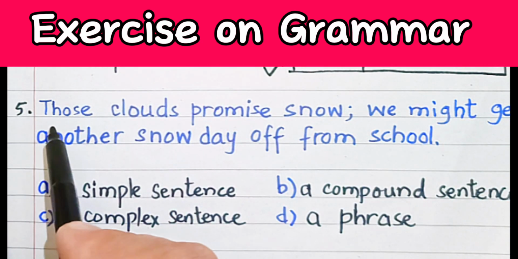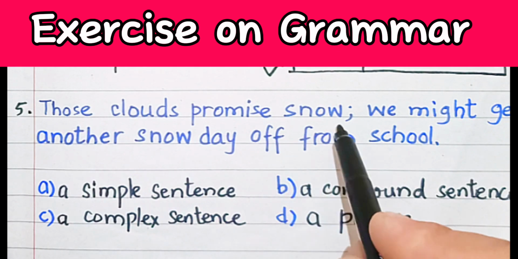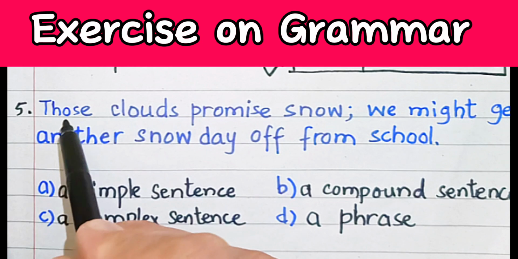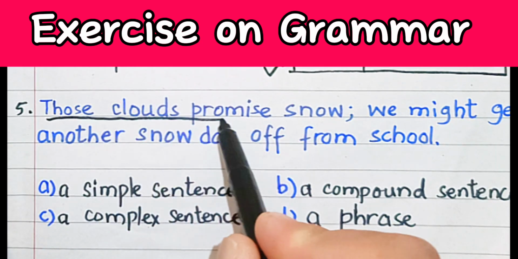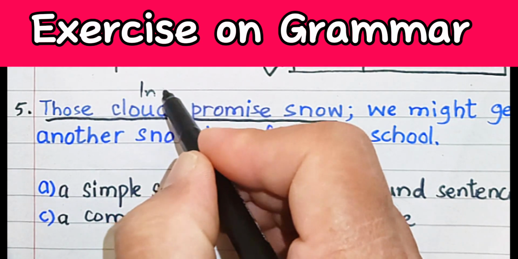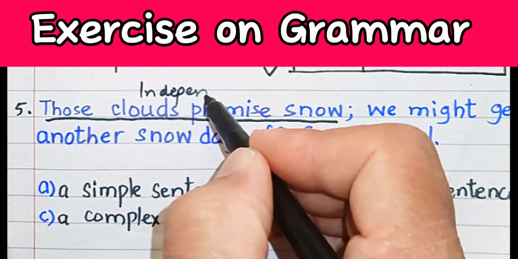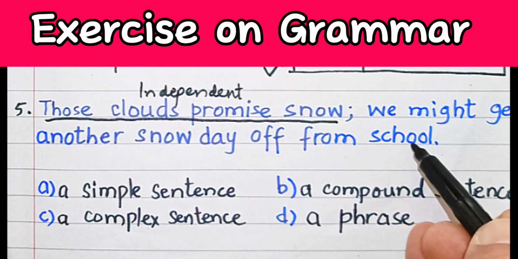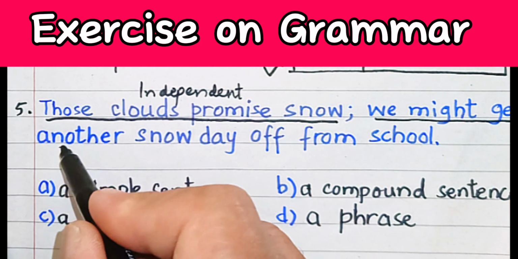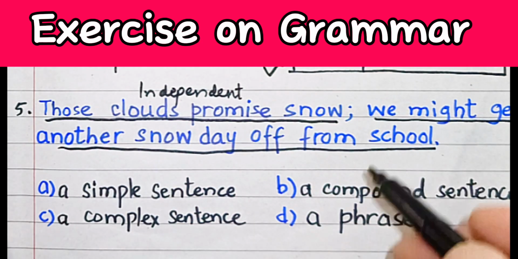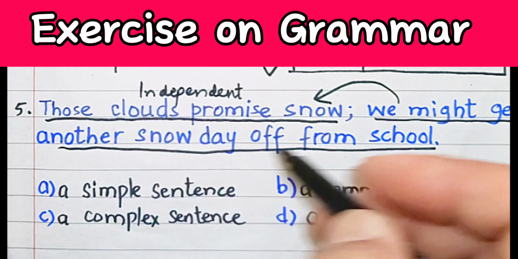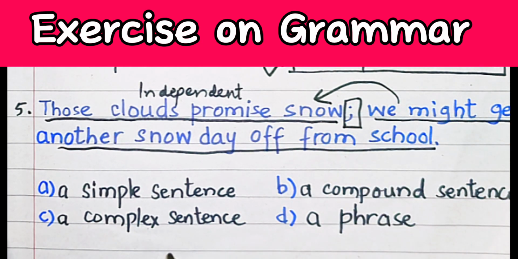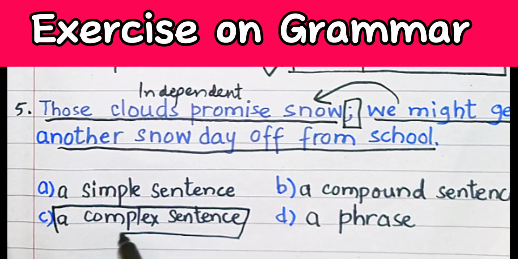Now sentence number 5, the last one. Those clouds promise snow. We might get another snow day off from school. So those clouds promise snow. Over here we can see that this is a clause that is an independent one. We might get another snow day off from school. So again over here, this is totally dependent on the independent clause. So it becomes connected by a semicolon. Again, it is an example of a complex sentence.